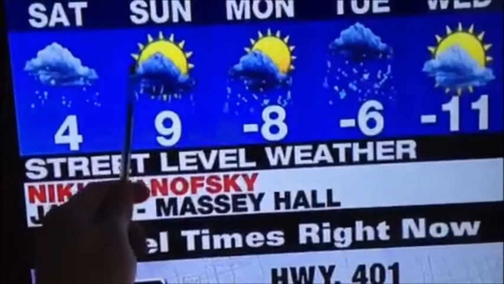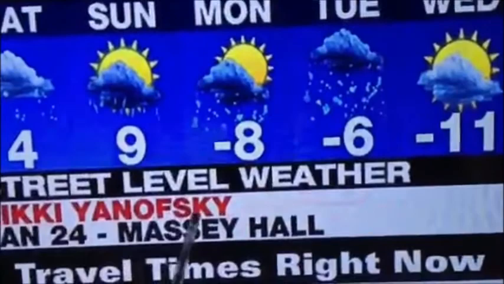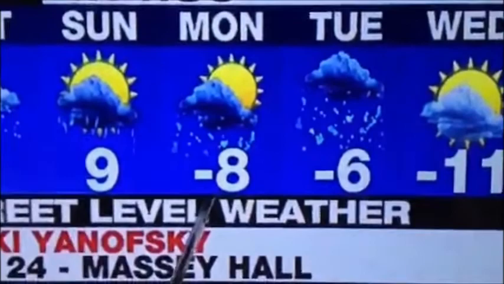Now from Sunday to Monday, the temperature has dropped considerably. So from 9 down to 0, that's a negative 9. And then from 0 down to negative 8, you've got a negative 8. Negative 9 plus a negative 8 is negative 17. That's the difference between Sunday's temperature and Monday's temperature. There's a difference of negative 17 degrees. 9 plus a negative 17 brings the temperature down to negative 8. You could also say 9 take away 17 brings the temperature down to negative 8.